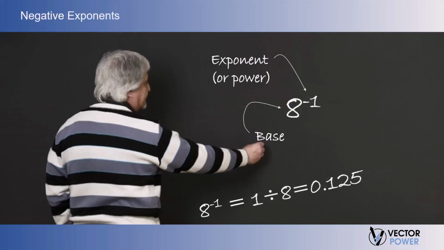What happens when we use negative exponents? Well, negative is the opposite of positive. Therefore, what is the opposite of multiplying? Dividing. So a negative exponent means how many times to divide 1 by the number. For example, 8 to the negative 1 equals 1 divided by 8, which equals 0.125.